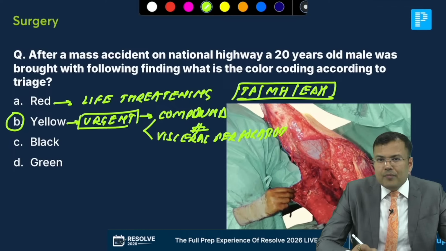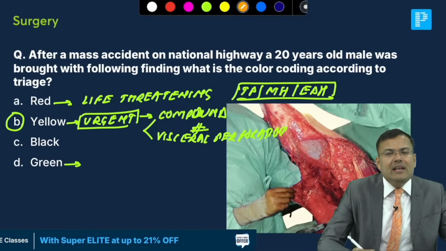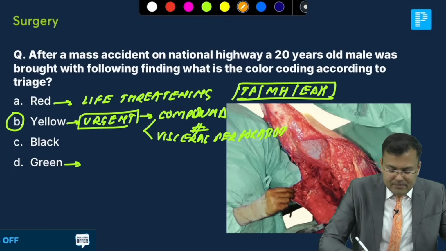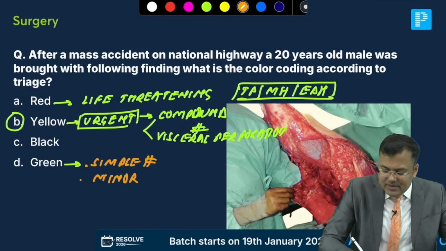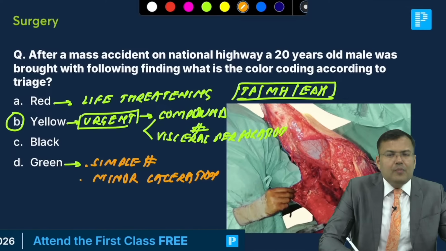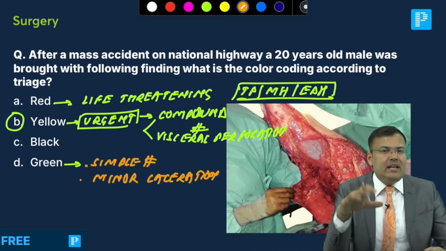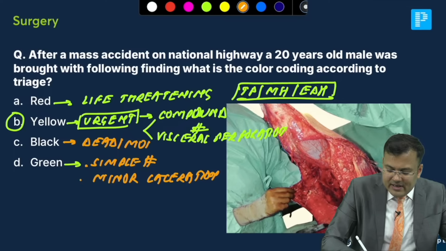What is blue? Before that, look at green. Green, delayed treatment. If the patient is having simple fracture or minor laceration, the patient should be referred to the hospital, and will go on their own. Clear? Green. Blue, the patient is having extensive injury for which we do not have resources available. Black, the patient is already dead or moribund.